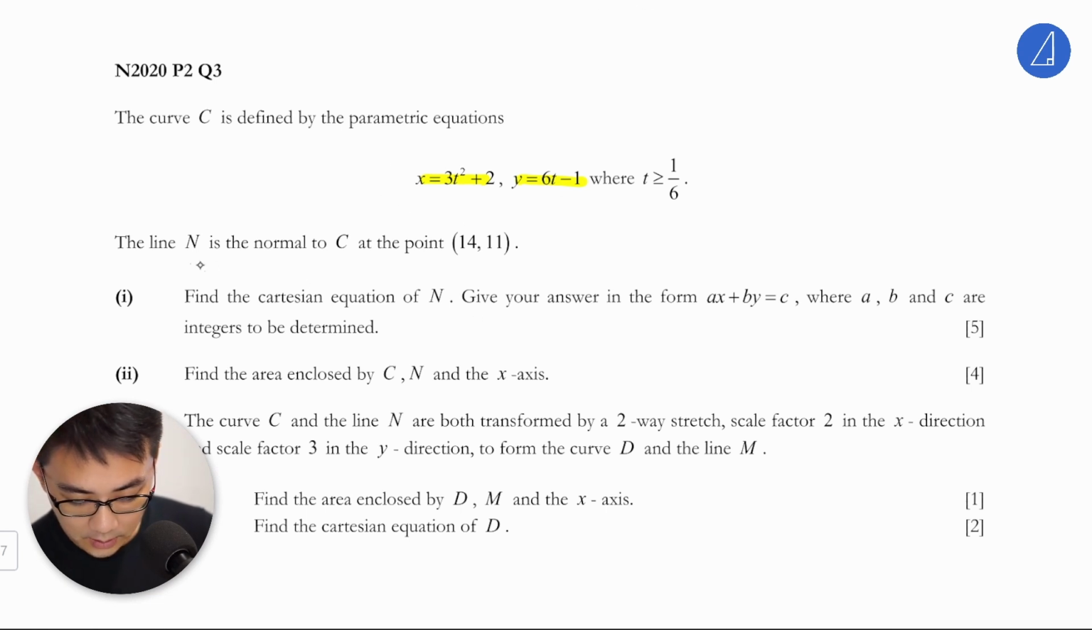The line n is a normal to C at (14, 11). So find the Cartesian equation of n. This is the normal, right? I'll give you an answer in this form.